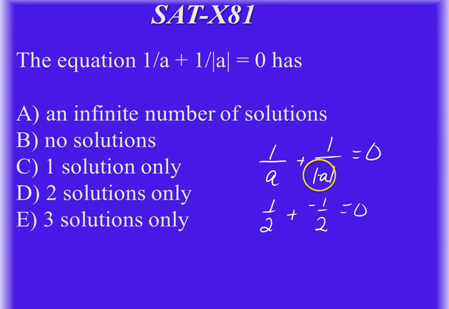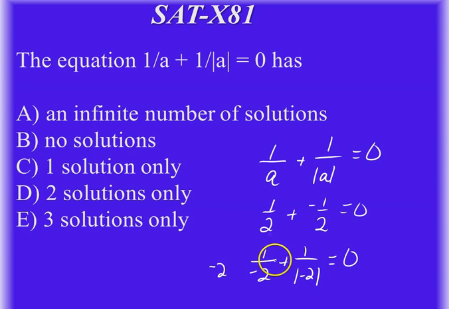Well, the absolute value on that second fraction means that it's always going to be positive. So if you pick a negative number for a, such as -2, and you fill it in, you'd have 1 over -2 plus 1 over the absolute value of -2. Now, that equals 0 because, again, the second fraction, since it's absolute value, becomes positive 1/2, and you have negative 1/2 plus positive 1/2, which is 0.